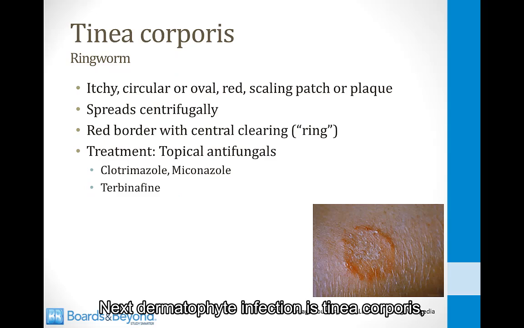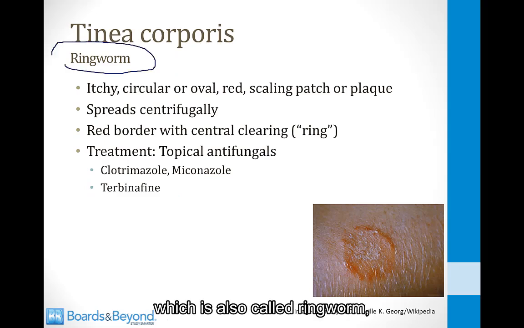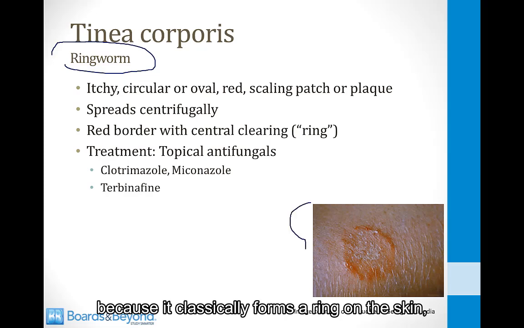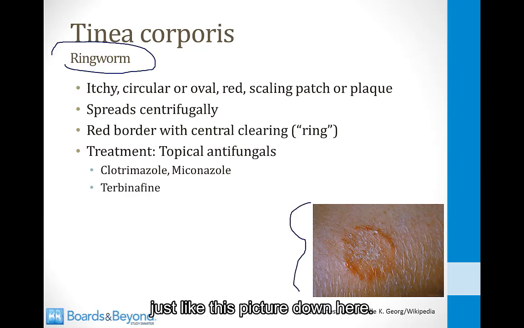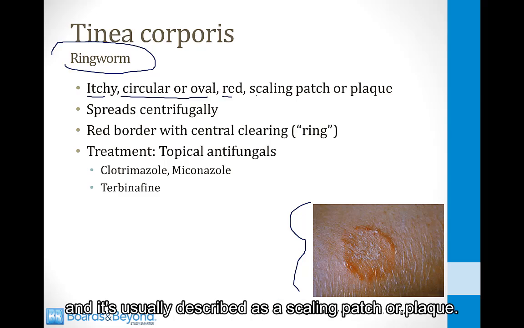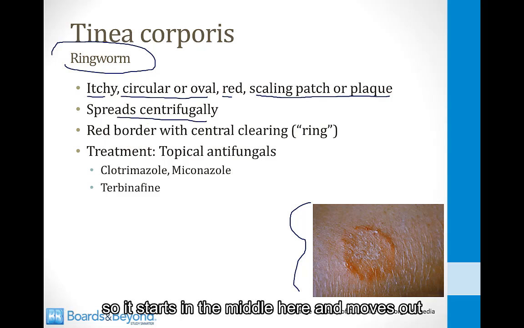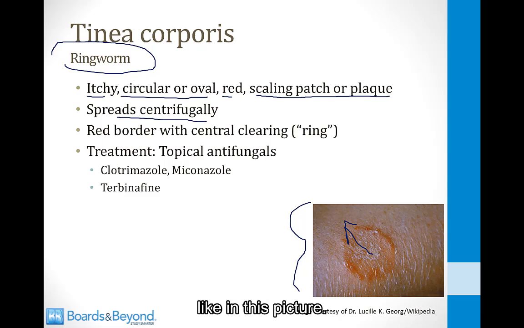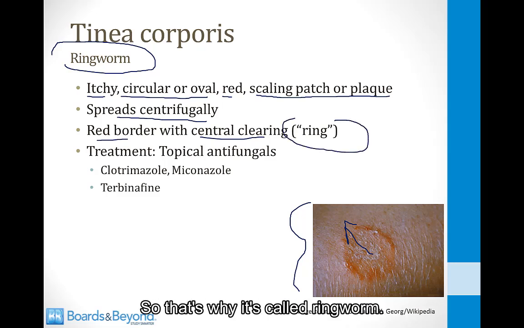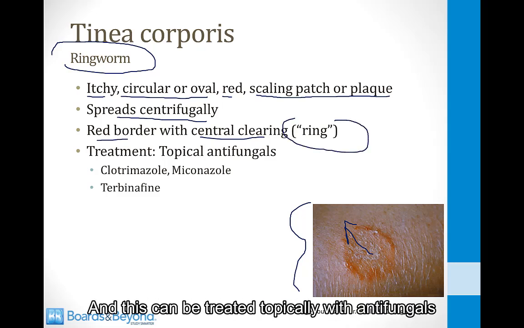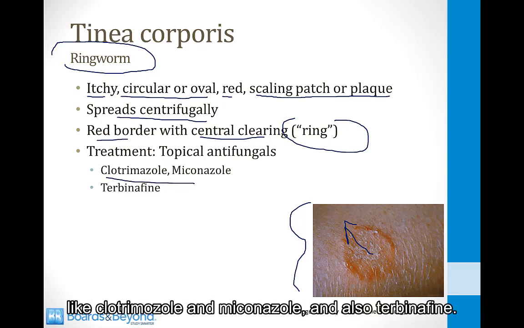Next dermatophyte infection is tinea corporis, which is also called ringworm because it classically forms a ring on the skin, just like this picture down here. It's a skin fungal infection. It's itchy. It's usually circular or oval. It's got red, especially at the edges, and it's usually described as a scaling patch or a plaque. It spreads centrifugally, so it starts in the middle here and moves out like in this picture. The border is usually red, but there's clearing in the center, and that's what makes it look like a ring, so that's why it's called ringworm. And this can be treated topically with antifungals like clotrimazole and miconazole and also terbinafine.